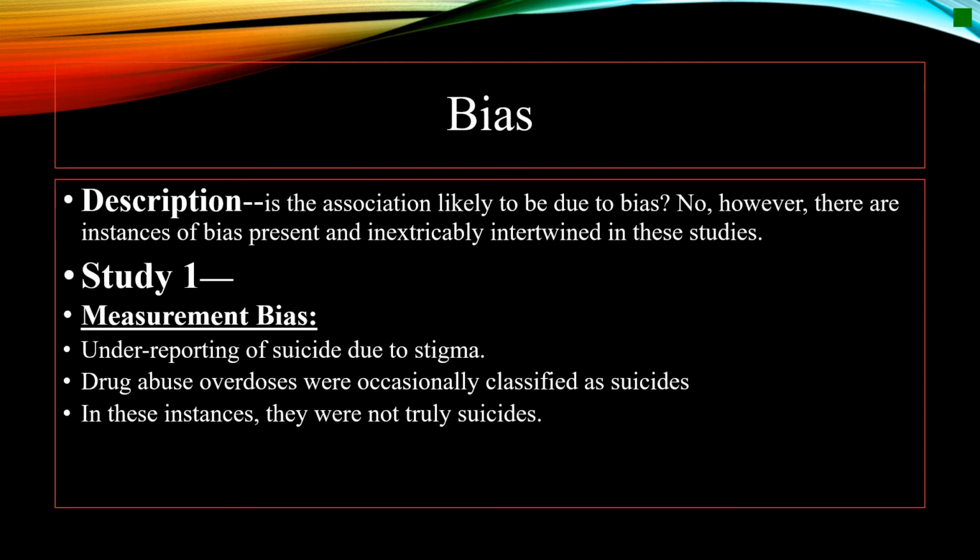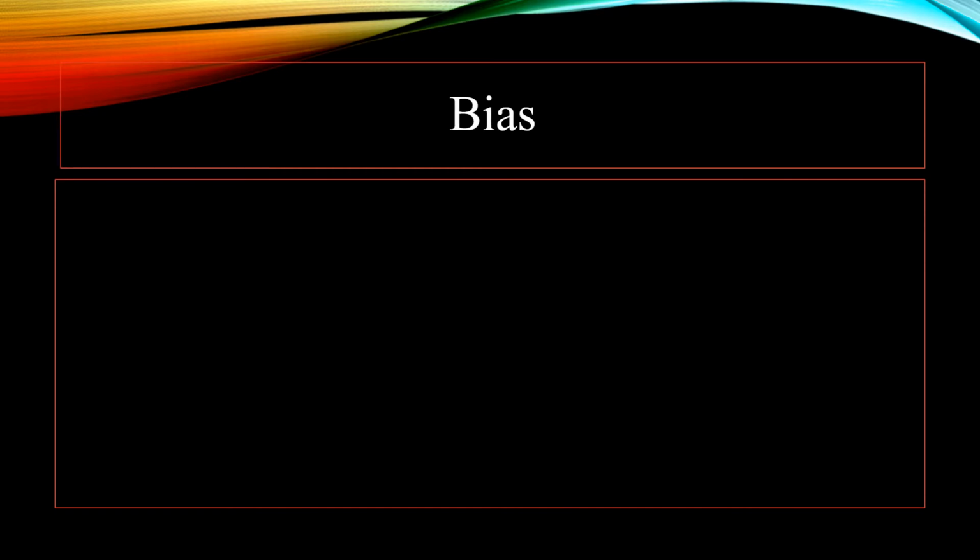Now, what about bias? Is that something that we can ever truly escape? I don't think so. Bias is inextricably intertwined in any study, no matter how hard you might try to get rid of it. So in Study 1, there might have been a little bit of measurement bias, such as possible underreporting of suicide due to some stigma, especially in Iran, and drug abuse overdoses that were occasionally classified as suicides when they weren't. And we will see about the rest.